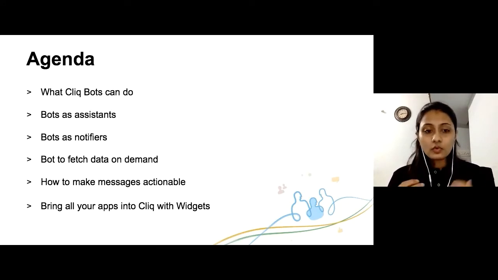We will then move on to understand the different roles a bot in Cliq can take. They can become personal assistants, they can bring updates to you from the different apps that you use. They can also become data suppliers. So basically, they are capable of bringing in data from whichever app you need and whenever you need it.